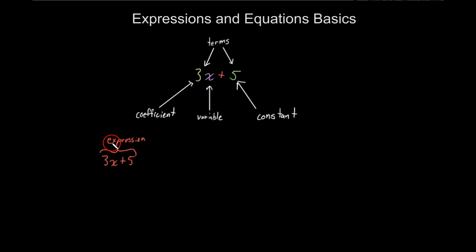So 3x plus 5 is an expression, okay? There is no equal sign, it is just an expression. 3x plus 5 equals 17 is an equation. There's an equal sign between the two. So you could solve for x in an equation. An expression, there is no equal sign.